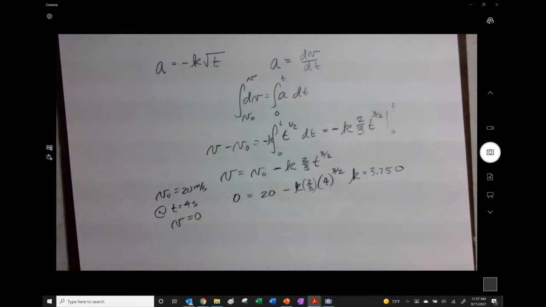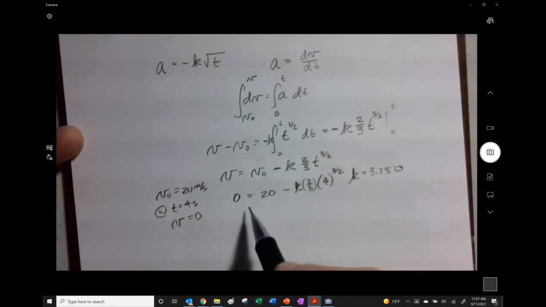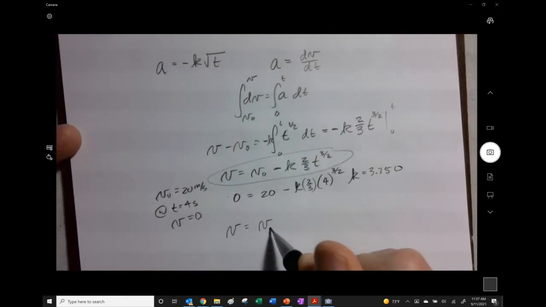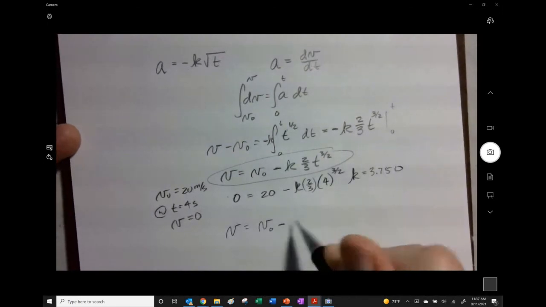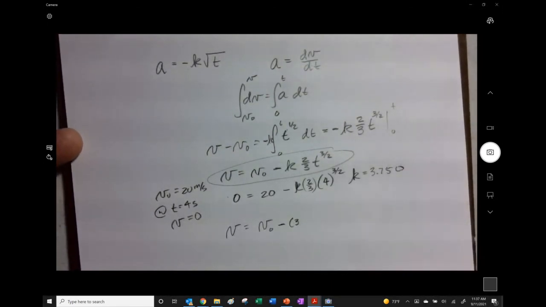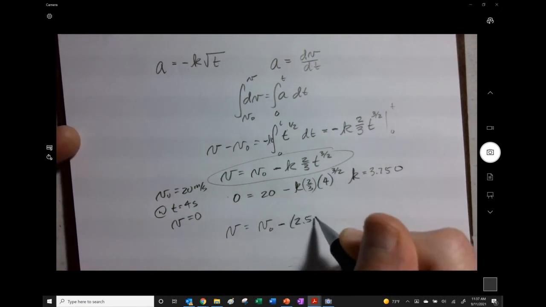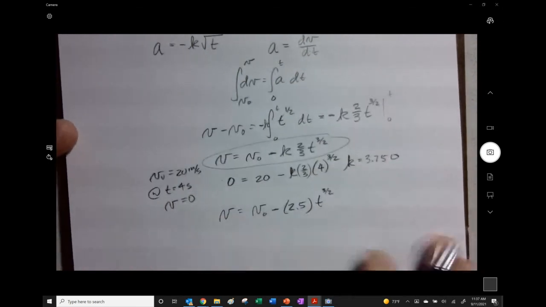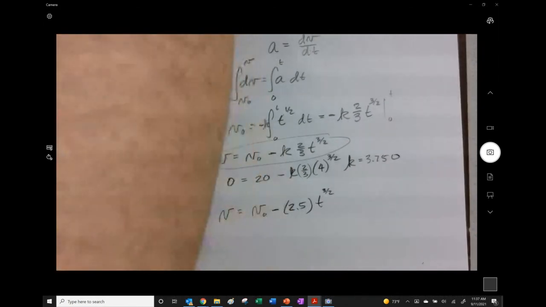Okay. And now it says we want to find expressions now. Okay, so we want to go back to this right here. We know that this is equal to VO minus, well, I might as well multiply by 2/3 too. I should take 3.75 and multiply it by 2/3. Okay, so it ends up being 2.5 t to the 3/2. So there you go. This is an expression that's true generically for us.